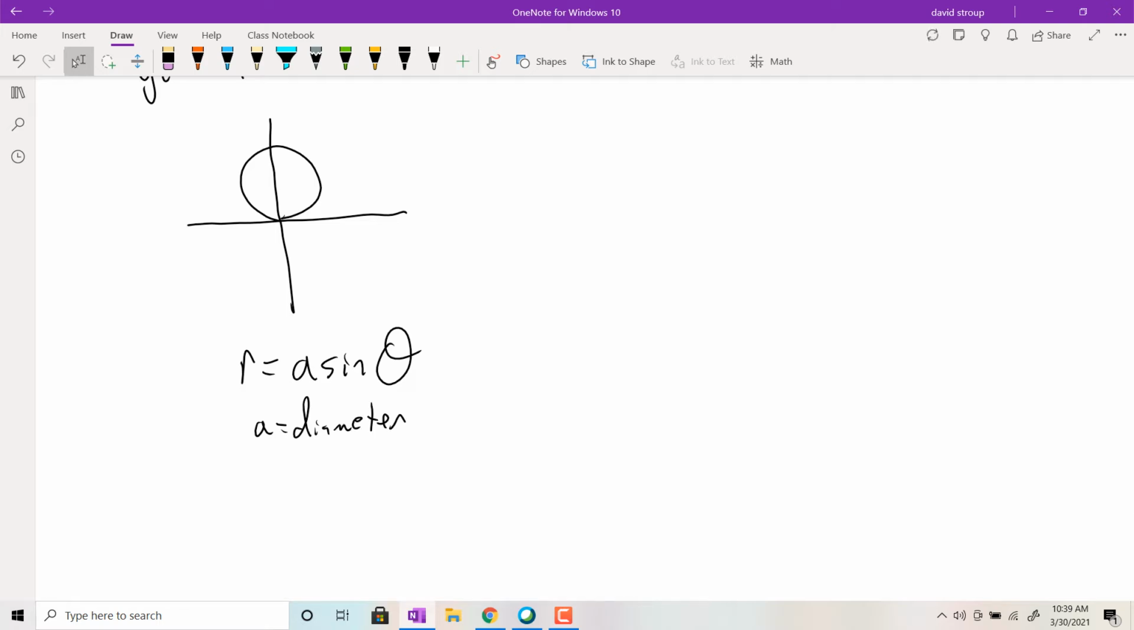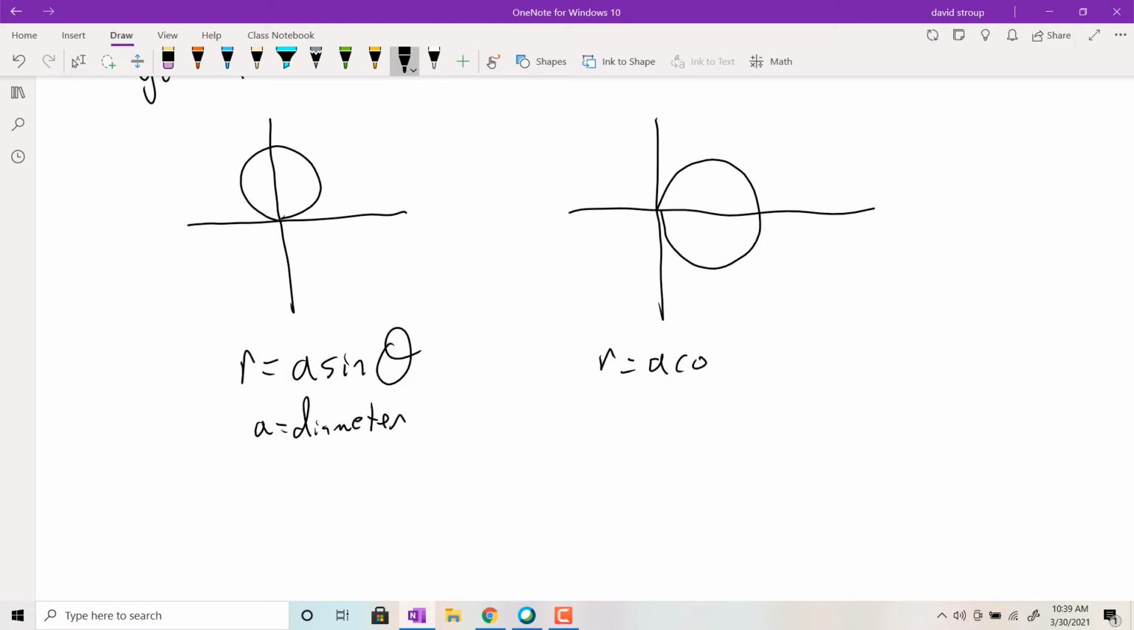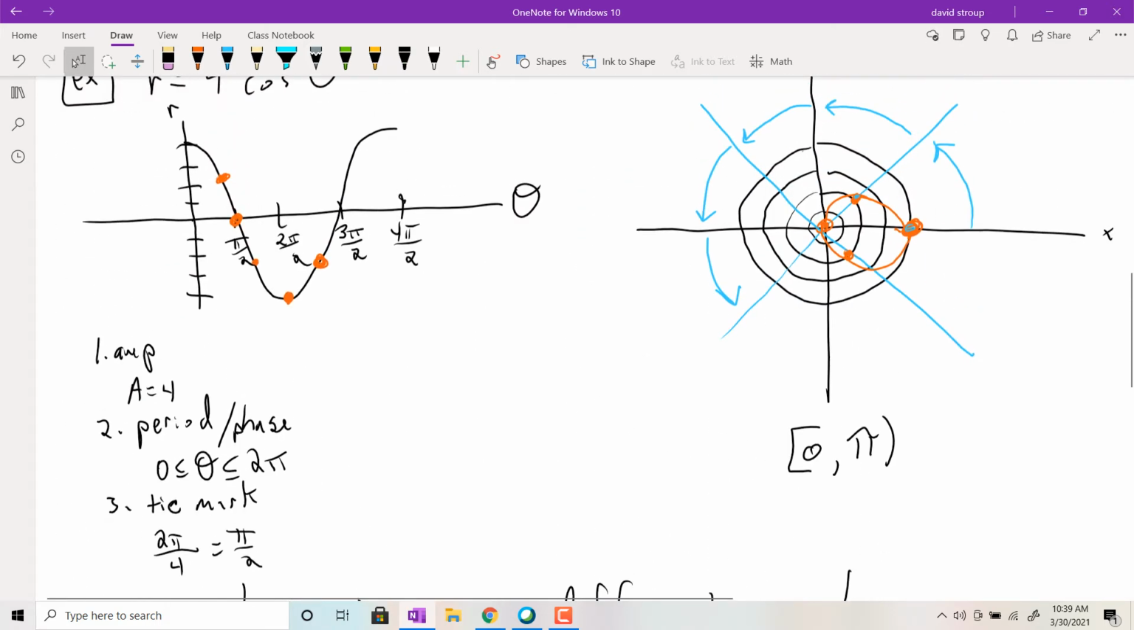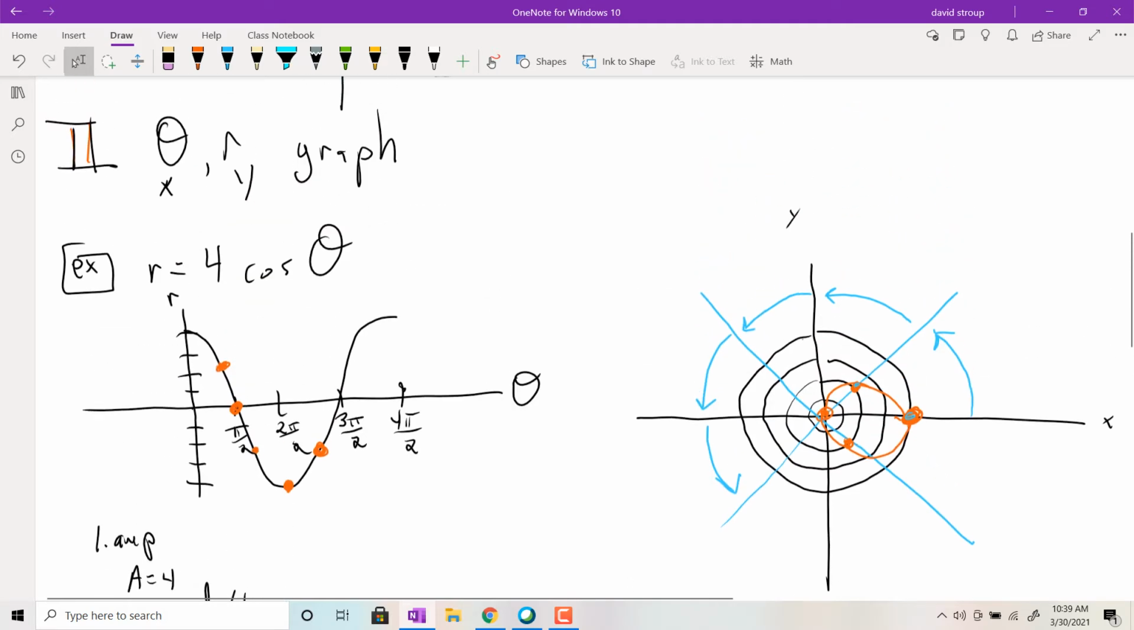So A over 2 would be the radius. The other orientation that we saw in the second example, our circle was like this, and that formula r equals A cosine theta, of course, where again A would be the diameter. So 4 cosine theta gave us a radius of 2 on the circle, and that's just a very poorly graphed circle.